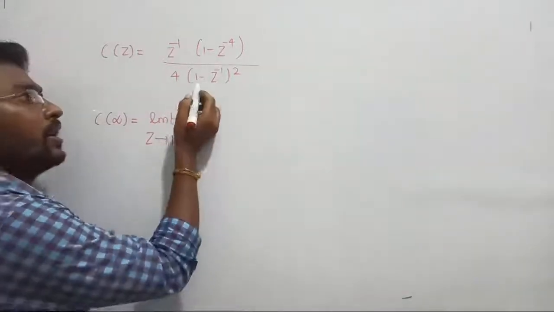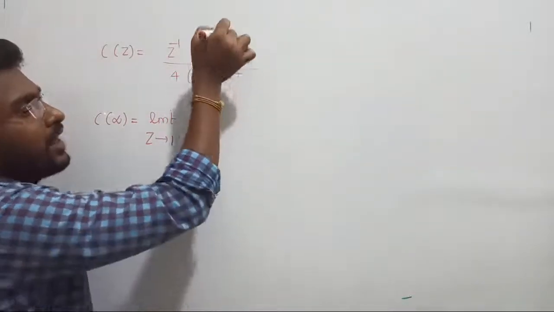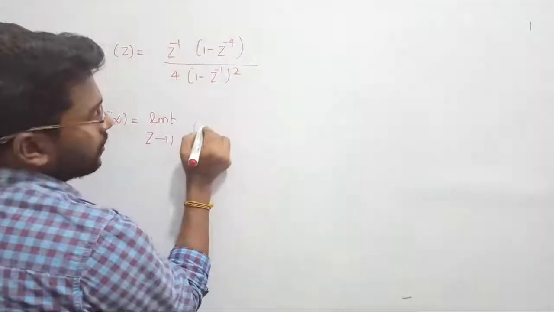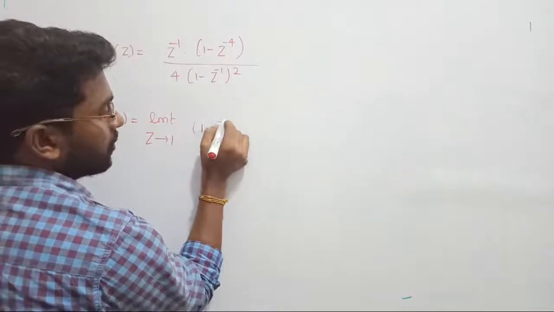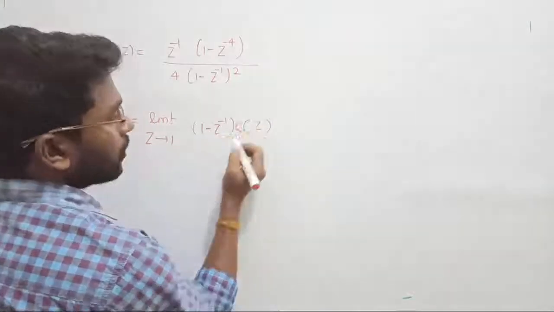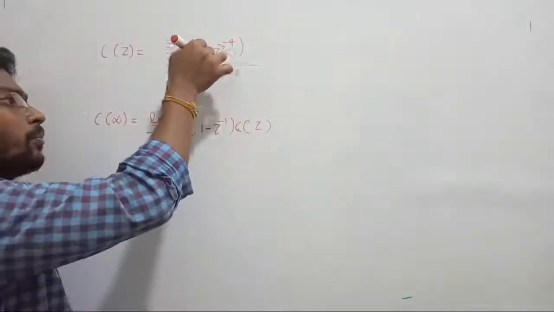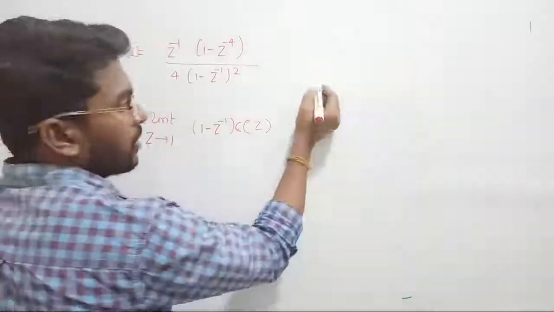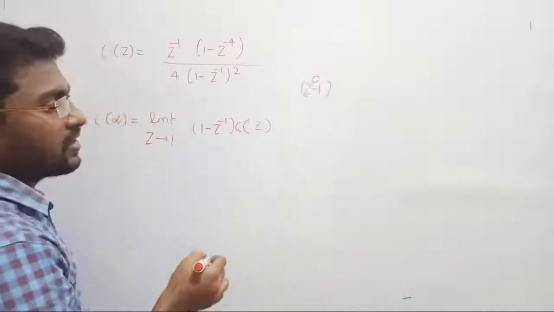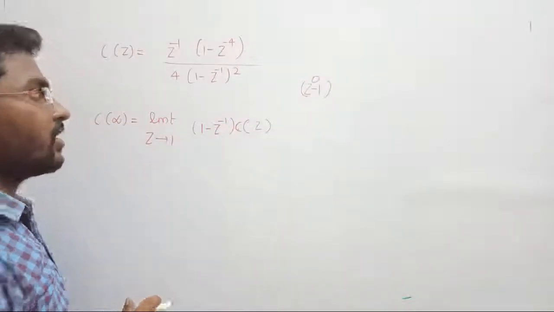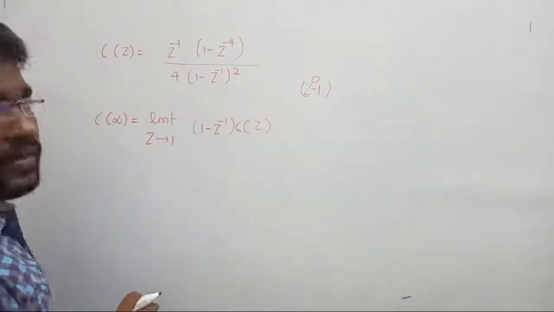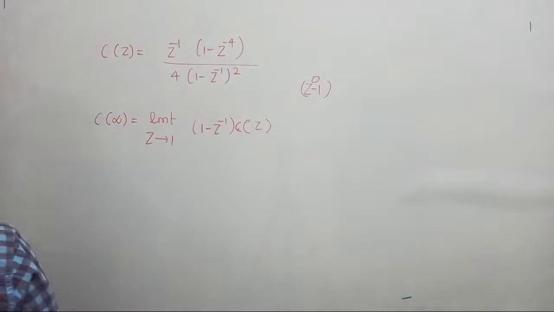Guys, listen. In the given terms, the power of z is negative. If the power values are negative, then use the first formula: limit z approaching 1 of (1 minus z power minus 1) into x of z. Here we are considering c of z. Suppose your power coefficients are positive, then use the second formula: z minus 1 into x of z. So this is for positive power coefficients and this is for negative power coefficients. Clear? So it clearly denotes that the given function has negative power coefficients. Shall we test it? Yes. Let us test this function now.